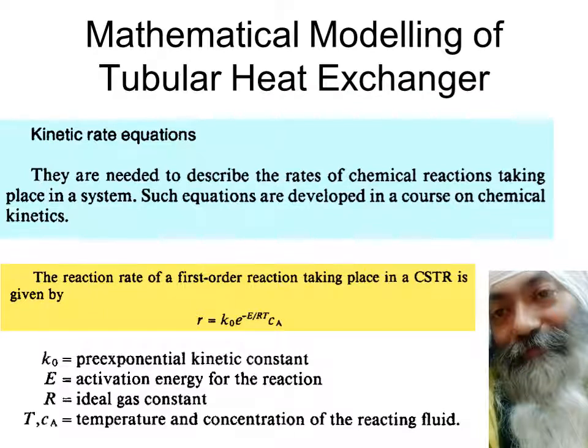Right now, we are moving on to mathematical modeling of the tubular heat exchanger, and we are going across a new concept, because so far we were considering all the parameters to be lumped. Lumped means they are not distributed, because you have two approaches. One is the lumped parameter, the second one is the distributed parameter, which is something new.